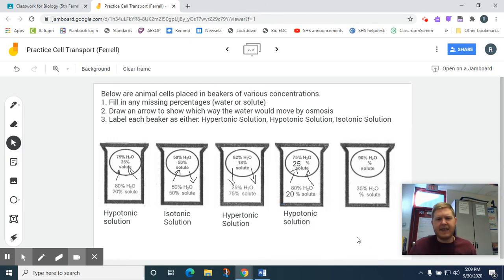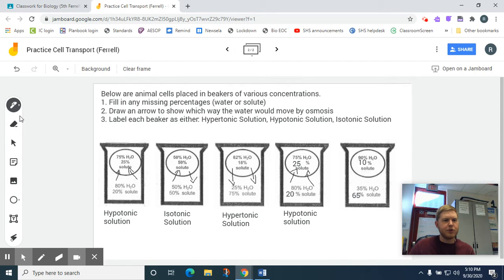All right. And the last one. So we're almost done. Okay, we have 90% water, and the rest of the cell is the solute. So the rest of the cell, 90, well, 100 minus 90, that means we have 10% solute. Okay, we're dealing with percentages, so it has to equal 100. Now, over here, okay, we have 35% water, so that means the rest of the solution is the solute. So 35 and 65 is going to give us 100%.